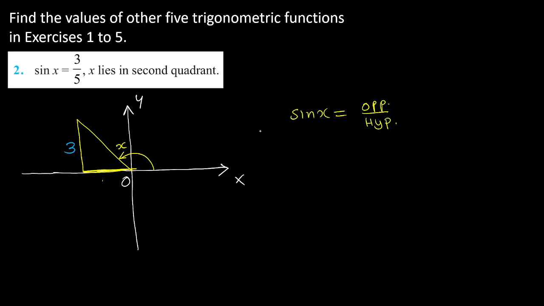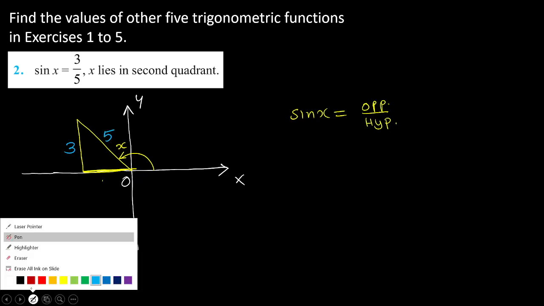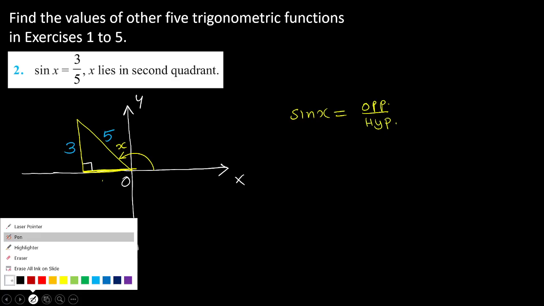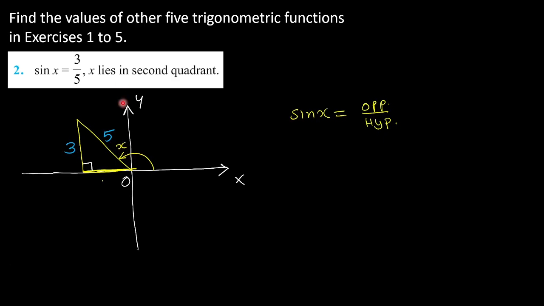Hypotenuse is 5. The side opposite to 90 degrees is said to be the hypotenuse. So is the diagram correct? Check it. Sin x equals opposite by hypotenuse, 3 by 5. Yes, it is correct.